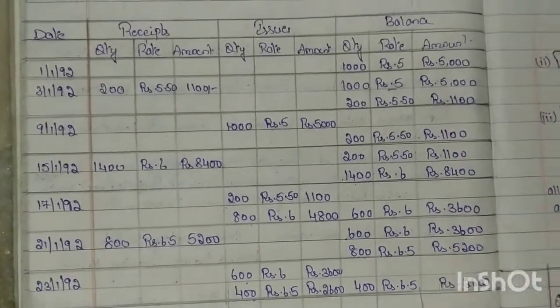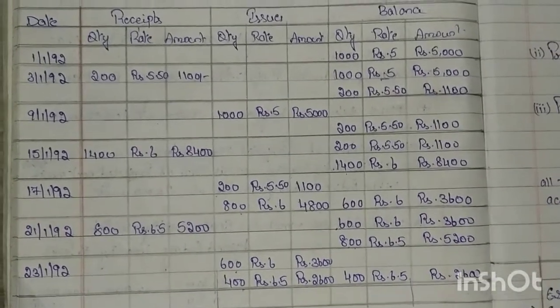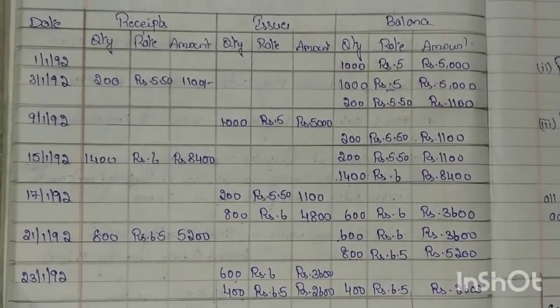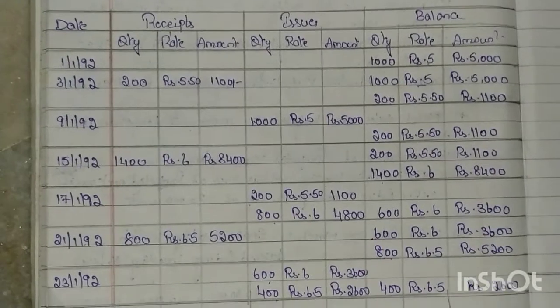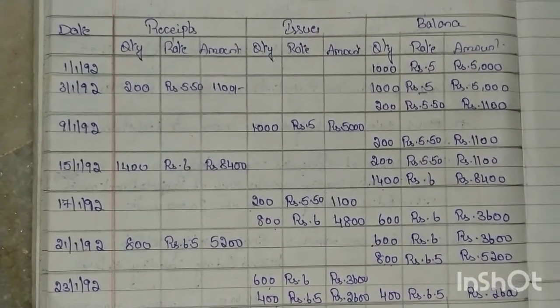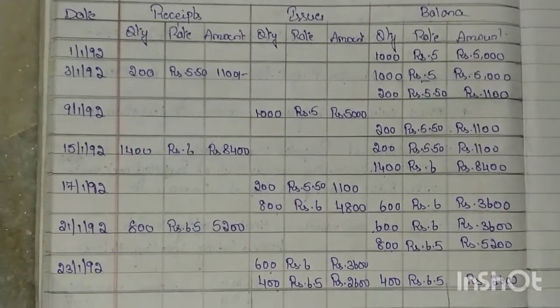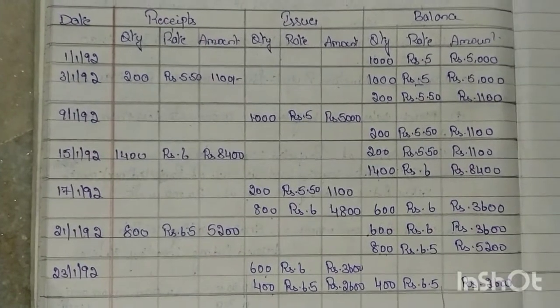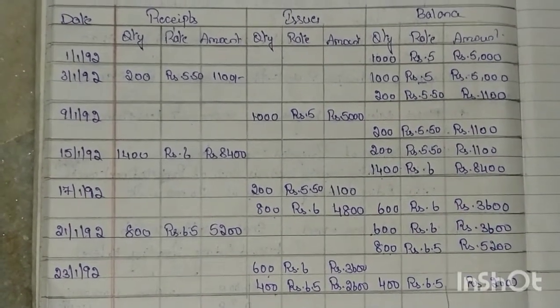So this is how we go about preparing the stores ledger using the FIFO method, that is, whatever items come first should be issued first. This is the process for preparing the stores ledger according to the FIFO method.